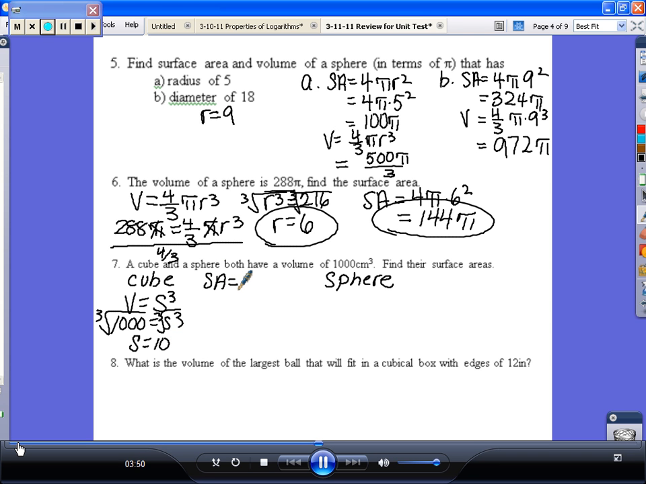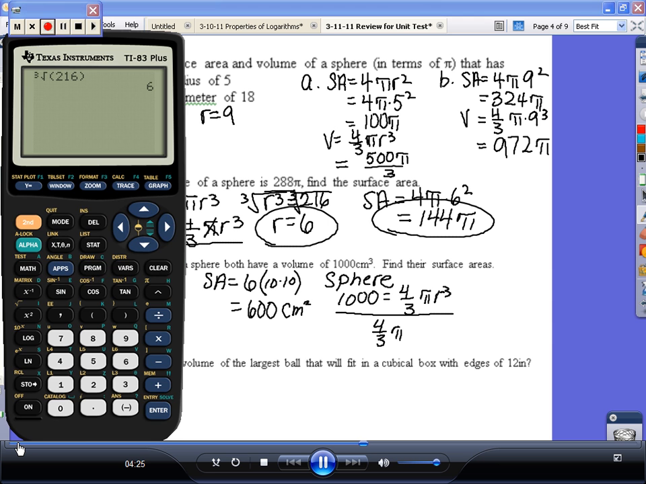So to find the surface area, all 6 sides are the same of a cube, and I find the area of a square by doing 10 times 10. So 10 times 10 is 100. 100 times 6 is 600. Now the sphere is going to get messy, so I encourage you to give me a decimal approximation for the sphere. Okay? So again, this is what the formula is going to look like. 1,000 equals 4/3 pi r cubed. Now, you don't have a pi to cross out on both sides. So therefore, you have to divide by 4/3 pi and take the cube root of that. So that gets kind of messy. So that's why I said just give a decimal approximation.